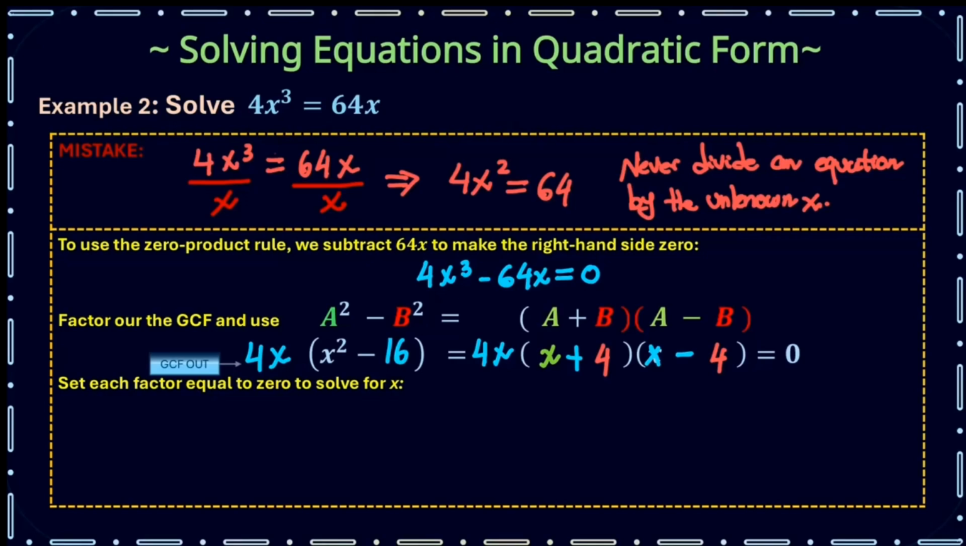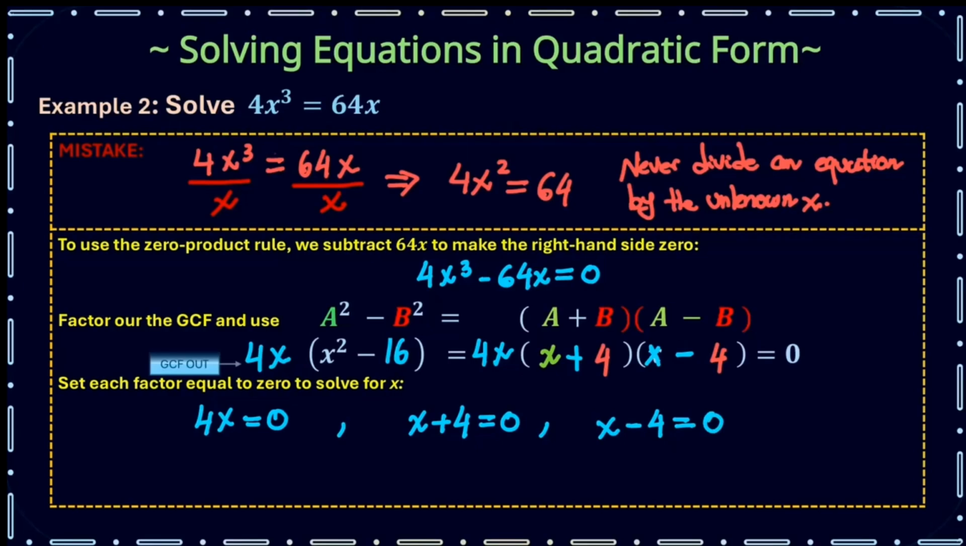As you see, we have 1, 2, 3 factors. You might say we have 4 factors because of that constant, but this 4 does not give you a solution. Set each of these factors equal to 0. We have 4x equal to 0. We have x plus 4 equal to 0, and again, this is by the zero product property. x minus 4 equal to 0. Then solve each equation individually.